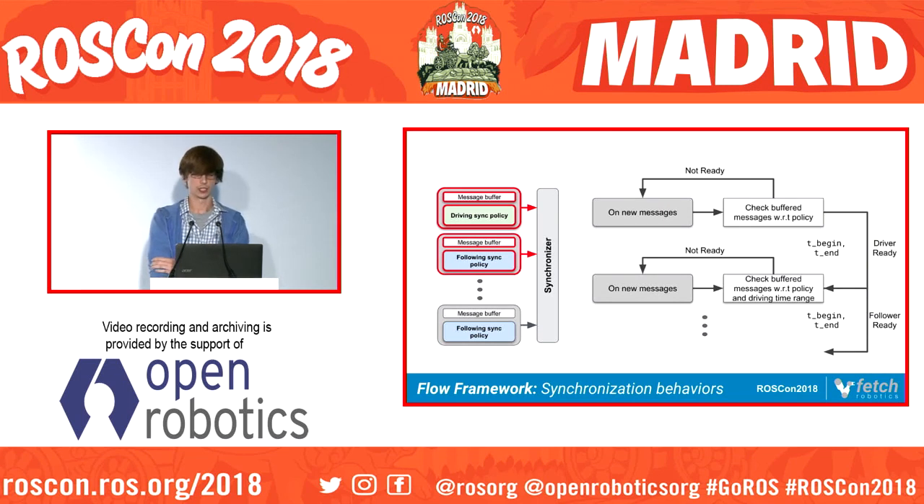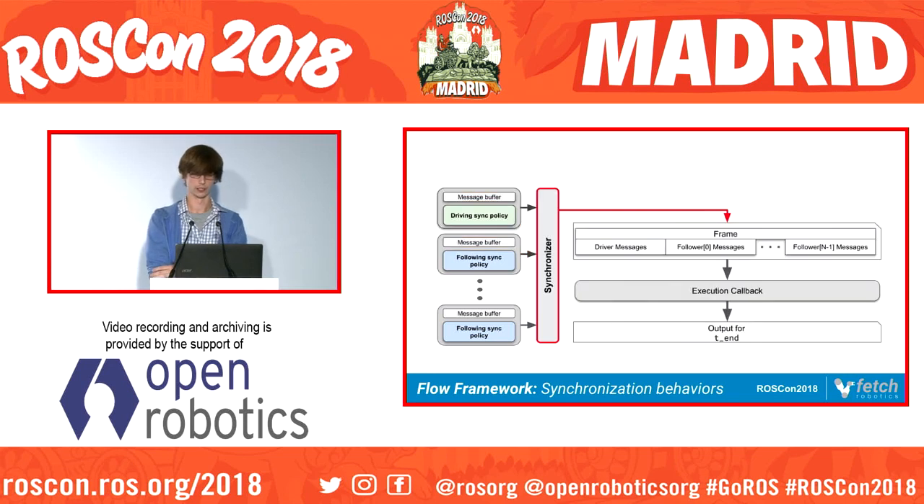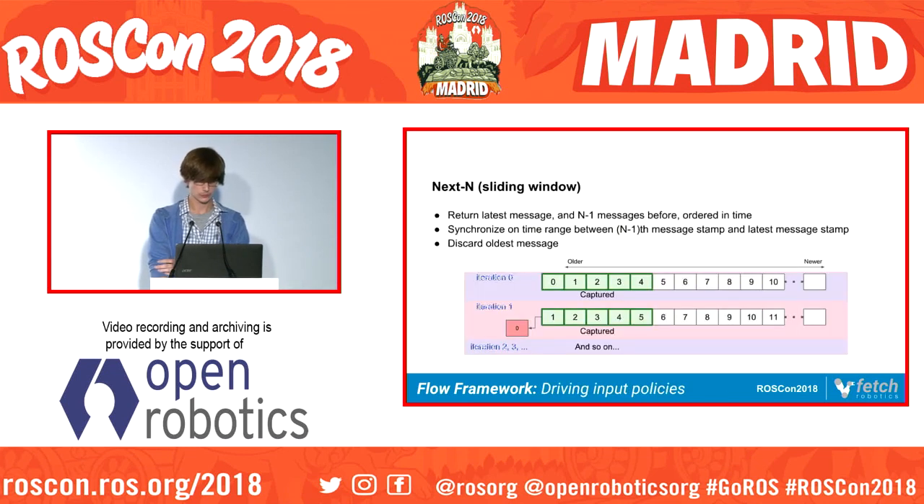And then a following input channel is going to get this sequence data, and then it will take in messages, and when it's ready and the messages satisfy the synchronization policy that it has, then it will continue to chain down until we have all of our data, and we'll create this data frame, which will then pass to our execution callback. And now we have all the data we need to run, and then we'll produce an output that corresponds to the sequence information from our driving input.